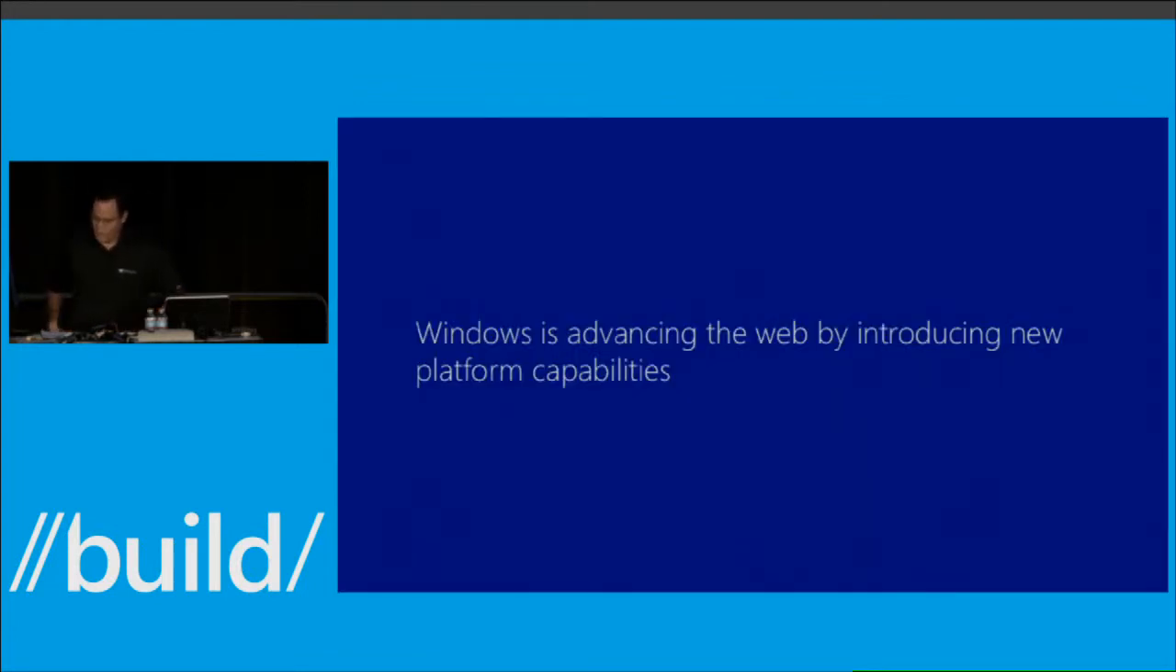So, when we say that Windows is advancing the web by introducing new platform capabilities, what do we really mean? It sounds pretty, but what does it really mean? What it means is that in the same way we did Windows 8, we're continuing to move forward the web by introducing new platform capabilities that allow you to create new experiences and better integrate your websites with Windows.